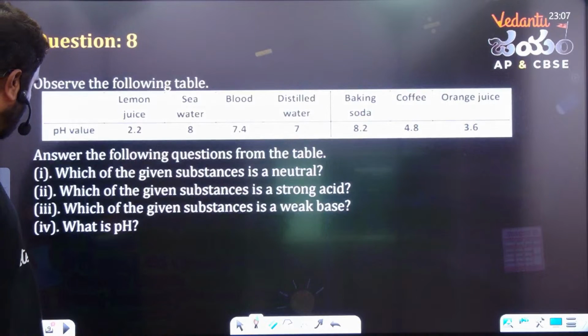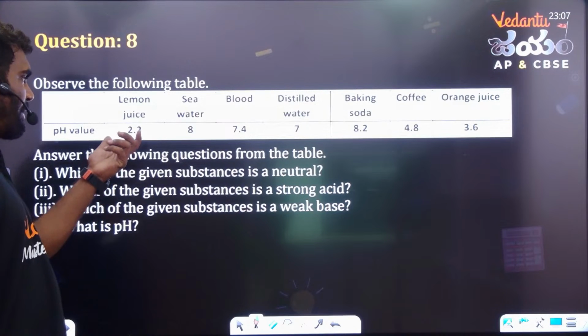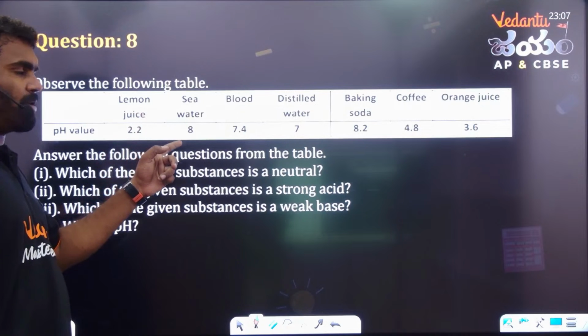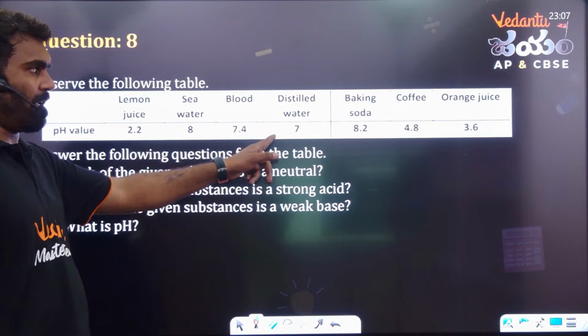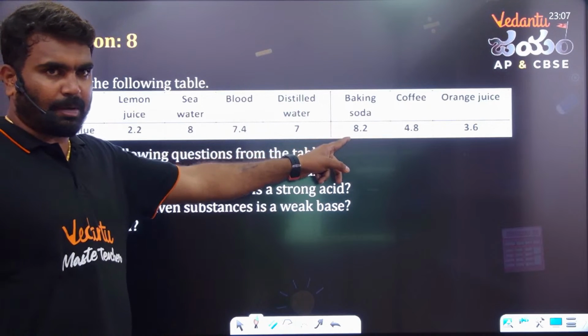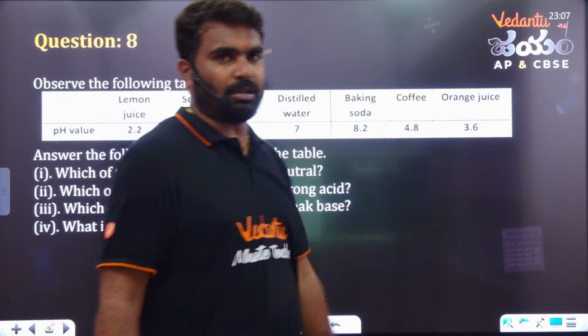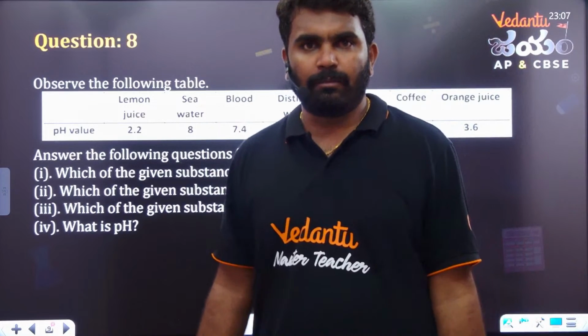So the next one is, observe the following table. Look at the pH values. Lemon juice is 2.2, sea water is 8, blood is 7.4, distilled water is 7, baking soda is 8.2, coffee is 4.8, and next, orange is 3.6. Okay?